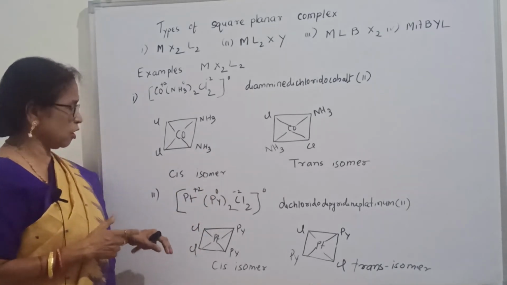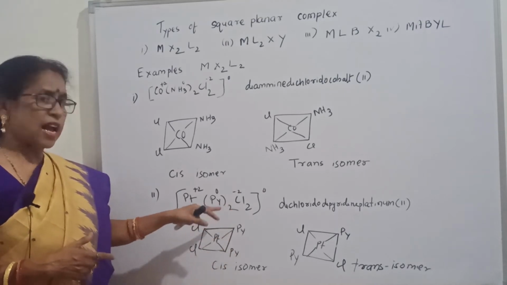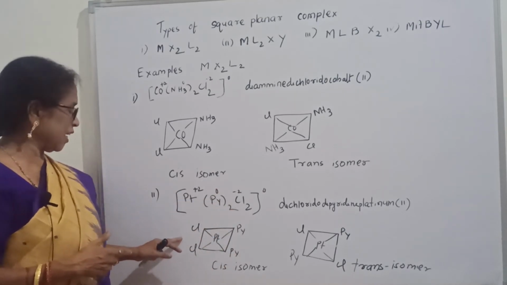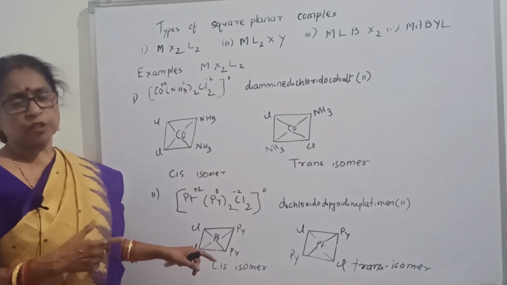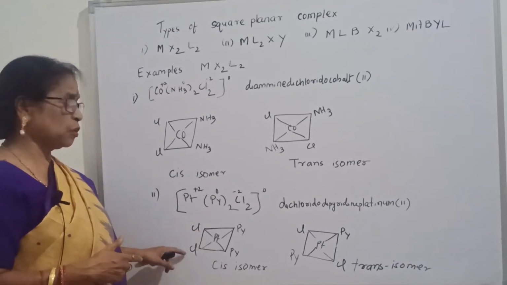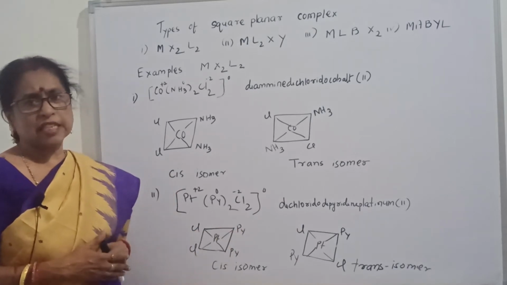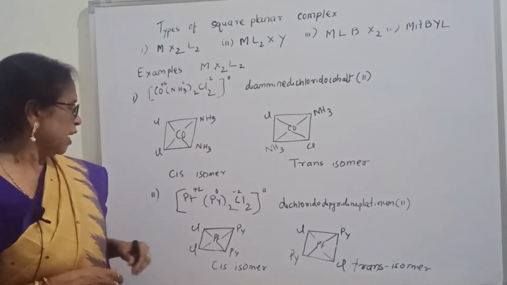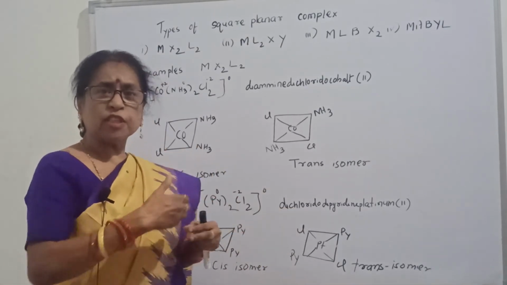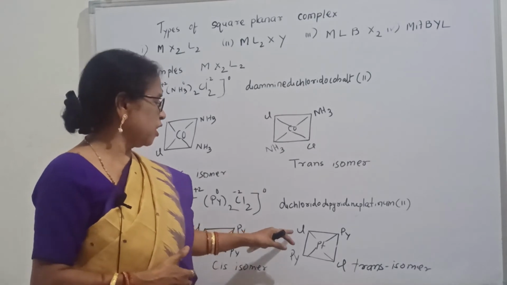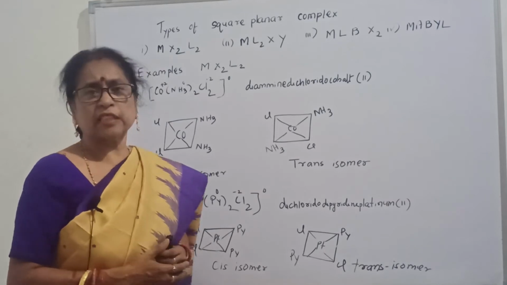Then come to the structure. If you write pyridine on one adjacent side and chlorido on the other adjacent side, then what happened? You can observe that it is called the cis isomer, because the 2 chlorido groups are on the same adjacent side. Similarly pyridine is also on the same adjacent side, that is why it is cis. Whereas here you can find pyridine opposite to each other, diagonal to each other, and similarly the chlorido groups are also diagonal to each other, that is why it is called the trans isomer.